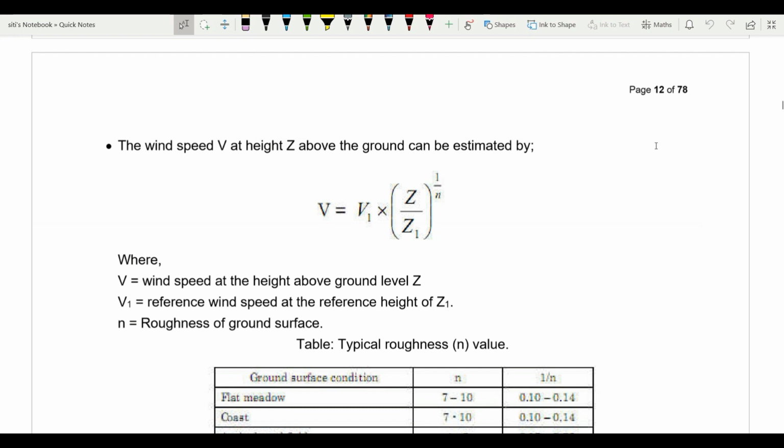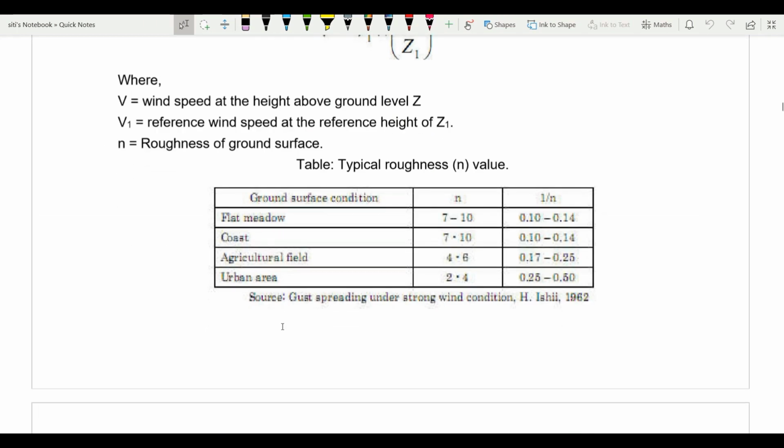So the wind speed V at height Z above the ground can be estimated by V equals V1 multiplied with Z over Z1 to the power of 1 over N, where V is the wind speed at the height above ground level Z, V1 is the reference wind speed at the reference height, which we call Z1, and N is the roughness of the ground surface. To know the roughness of the ground surface, it is divided into a few conditions.